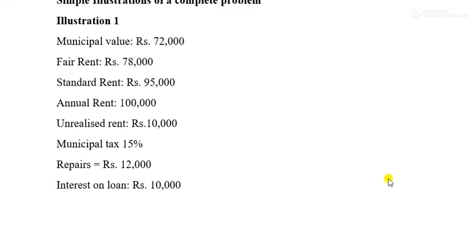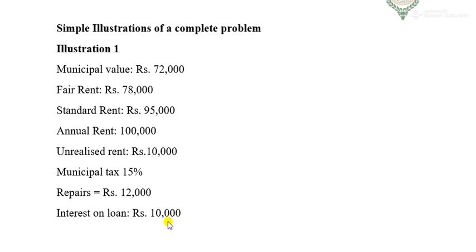Next, we have the interest on loan. They have not mentioned why the loan has been taken. So we'll assume that it's because of the four reasons. What were those four reasons that I mentioned to you? Acquisition or purchase, construction, renewal, or repair. If the loan has been taken for these four purposes, then only the interest on loan will be allowed as deduction, otherwise it will not be allowed.